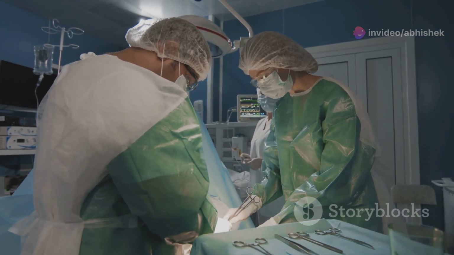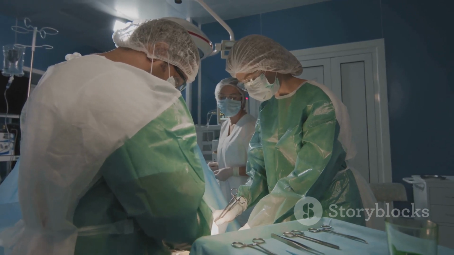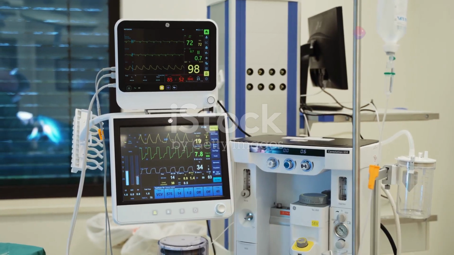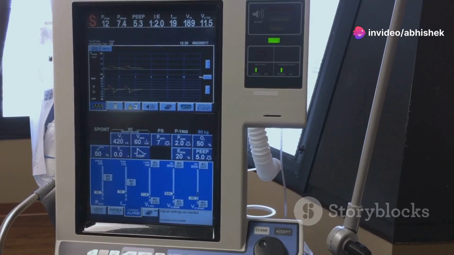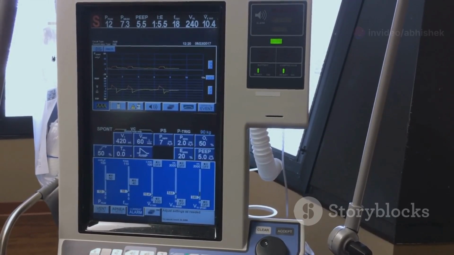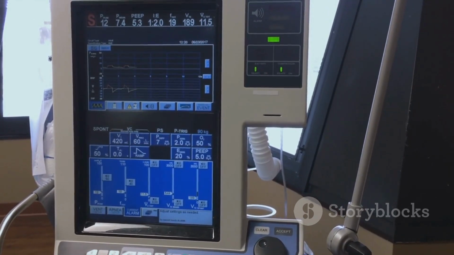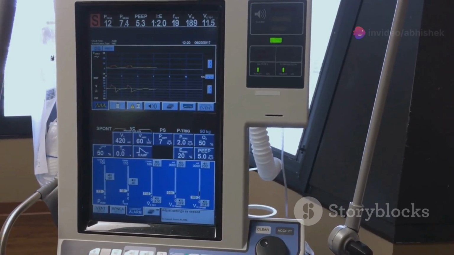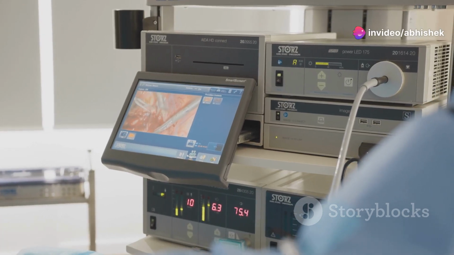In many surgeries, especially those that last a while or involve the chest or abdomen, the patient needs help breathing. That's where the ventilator comes in. This essential part of the anesthesia machine takes over the work of breathing for the patient, ensuring their lungs receive the right amount of oxygen. The ventilator can be set to deliver specific volumes of air or oxygen with each breath, and we can adjust the rate and pressure of the breaths as needed.